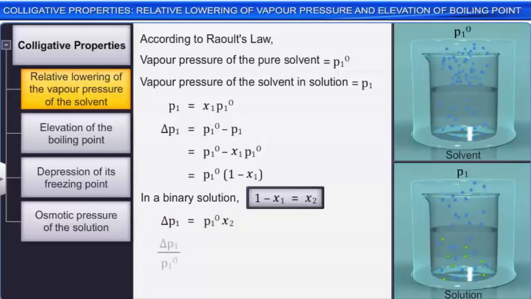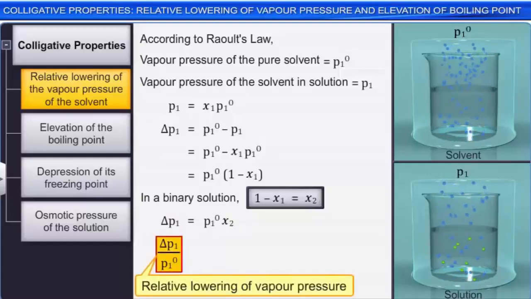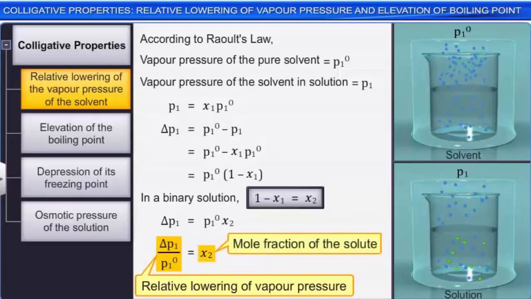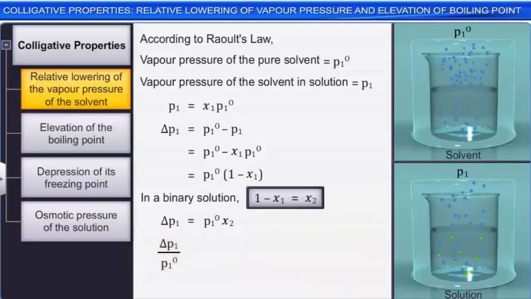The lowering of vapor pressure relative to the vapor pressure of pure solvent is called relative lowering of vapor pressure. Therefore, relative lowering in vapor pressure ΔP1 divided by P1⁰ is equal to X2, the mole fraction of the solute. In other words, (P1⁰ − P1) divided by P1⁰ is equal to X2. Thus, it can be seen that relative lowering in vapor pressure depends only on the concentration of solute particles and is independent of their identity.